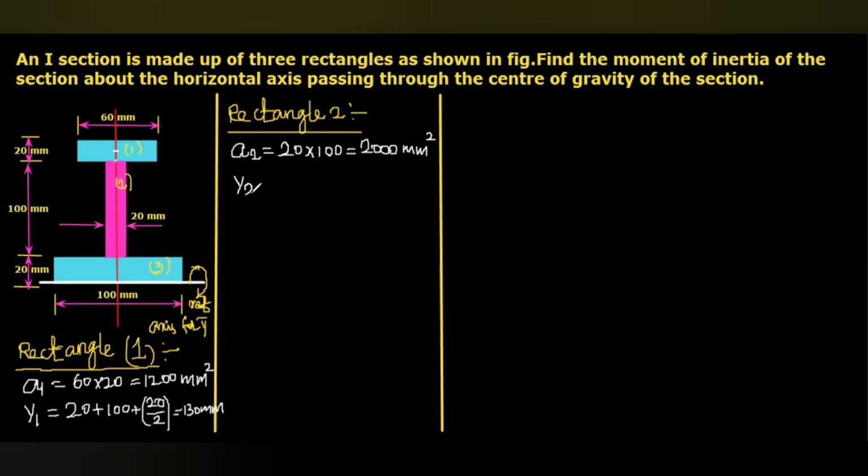Then y2. Here you can see the CG of this section will be here. If it is 100, then there will be 100 by 2, that is 50 mm, from here. But we need the distance from the reference axis. So this distance 20 plus 100 divided by 2, that will be 20 plus 50, we will get 70 mm.